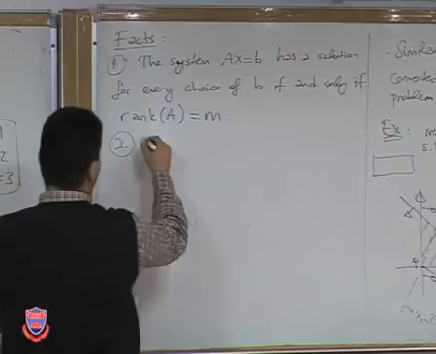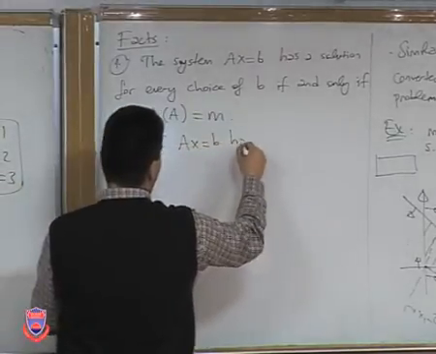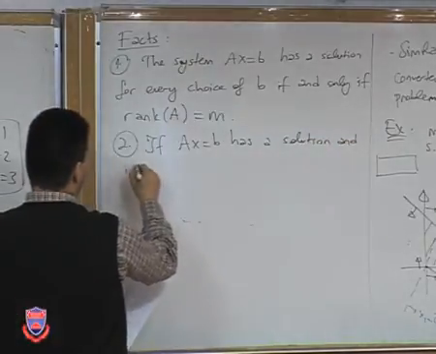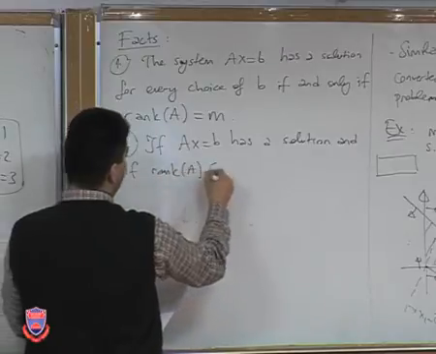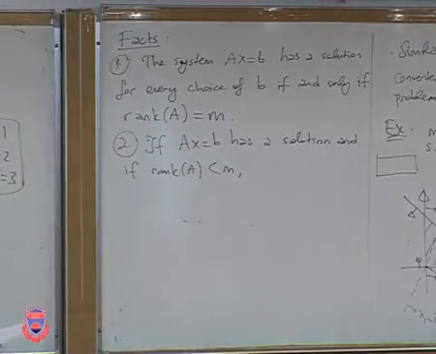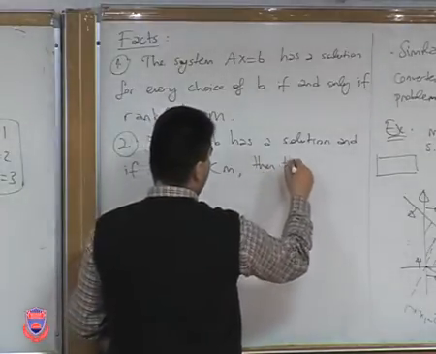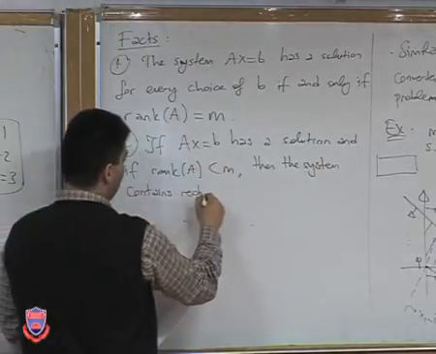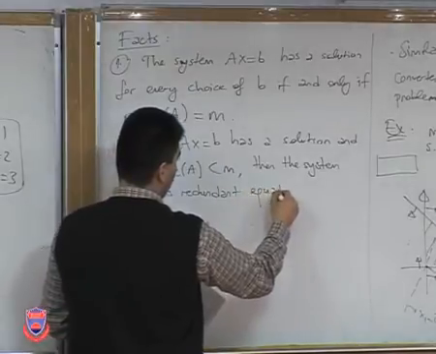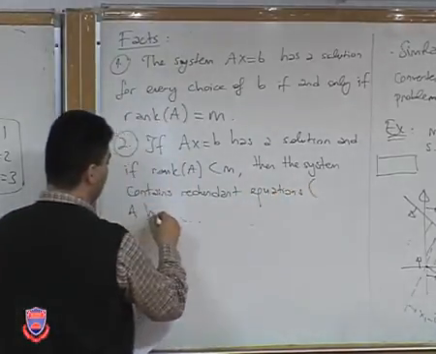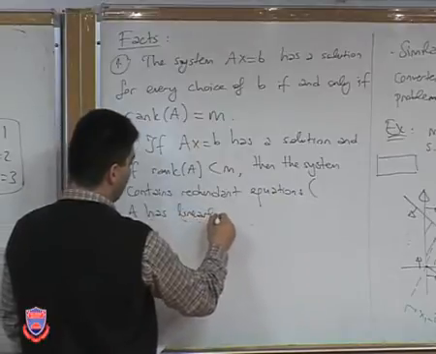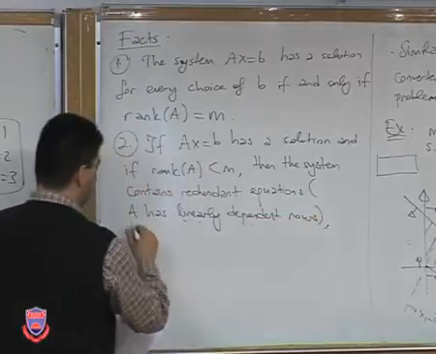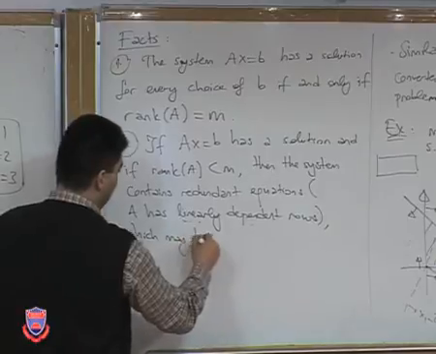The second property is that if Ax equals b has a solution, and if the rank of A is less than M, then that means that the system contains redundant equations. In other words, A has linearly dependent rows, which may be safely removed from the system.